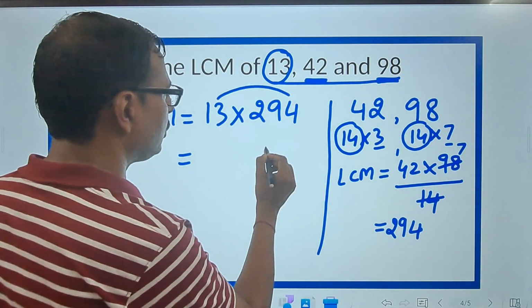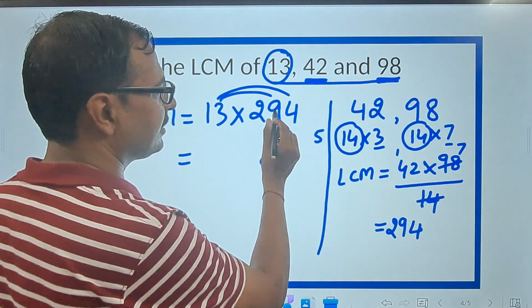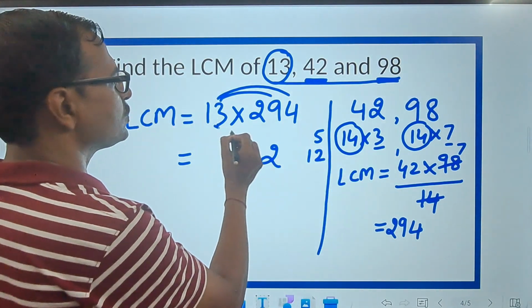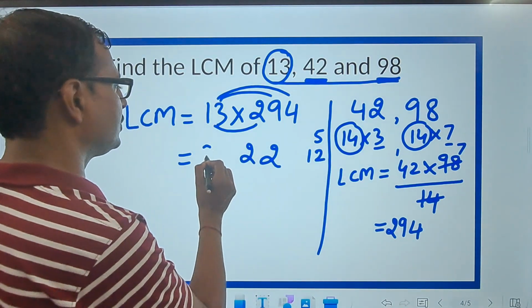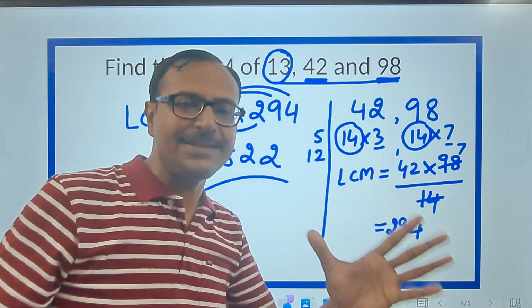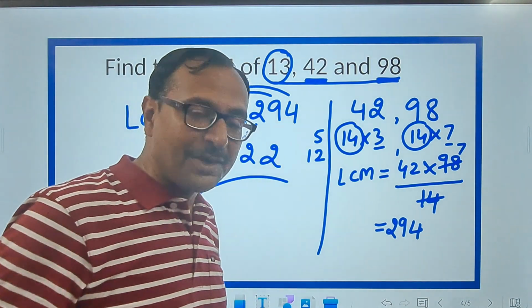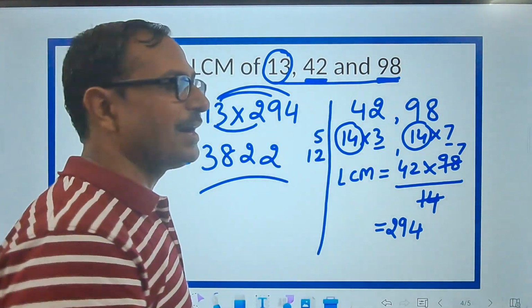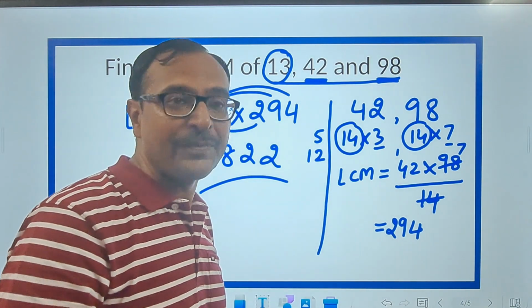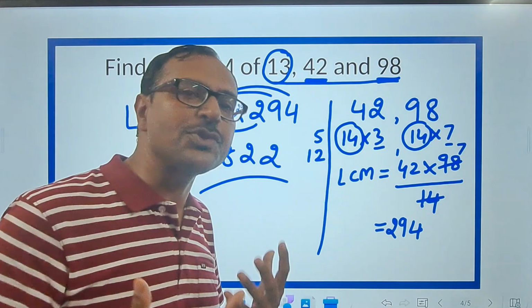13 fours are 52, so 2 and a 5 carry. 13 nines are 117. 117 plus 5 is 122, so 2 and a 12 carry. 13 twos are 26, 36, 38. So 3822 is the LCM of 13, 42 and 98. Friends, whatever I am doing here is all mental maths, and if you do 100 such problems, I'm sure you are going to rock, and no problem of LCM is going to be tough for you, and that will have a positive impact on addition and subtraction of fractions also.